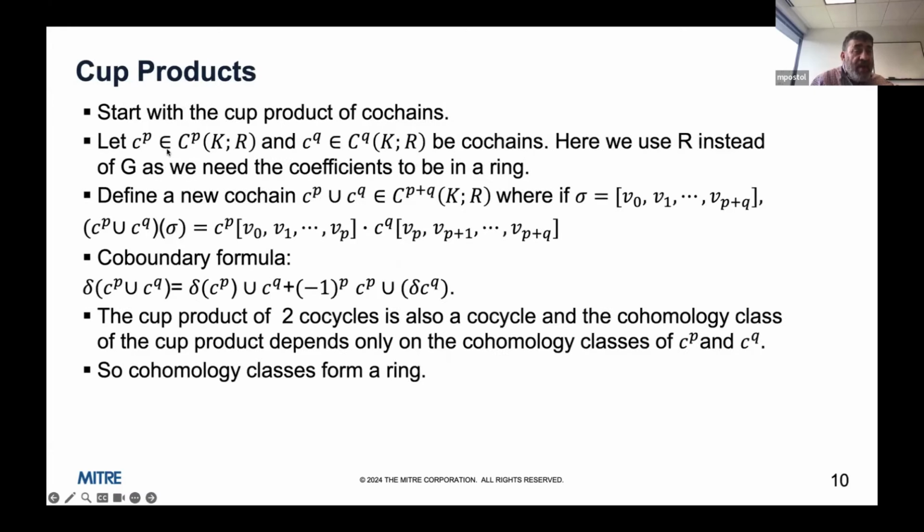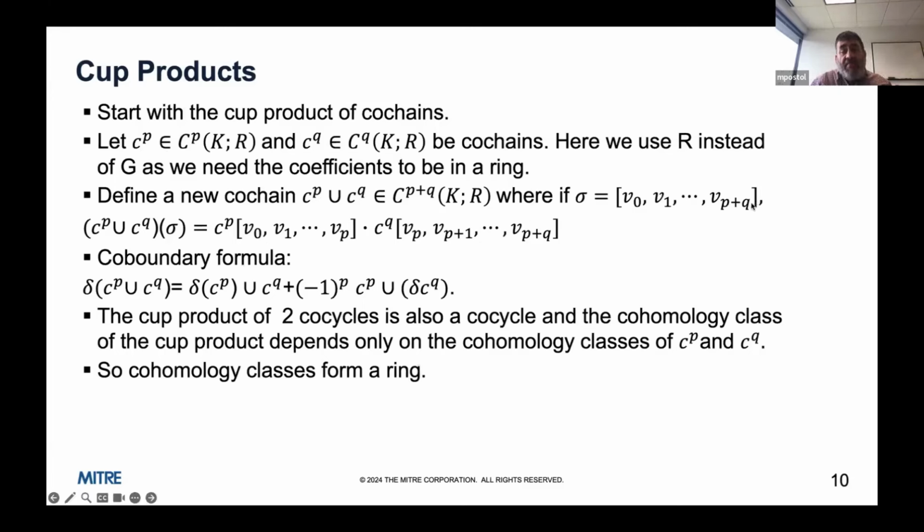So the cup product of two cochains, CP and CQ, we write with this cup shape, so that's why it's the cup product. But pretty much, if you want that to do something, first of all, we have to use a ring now, so we need a multiplication.